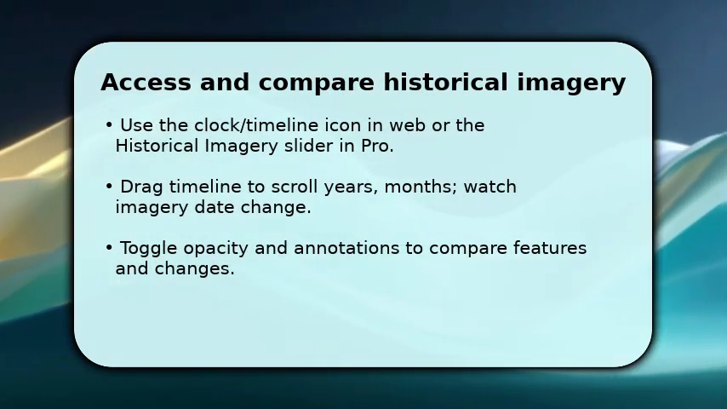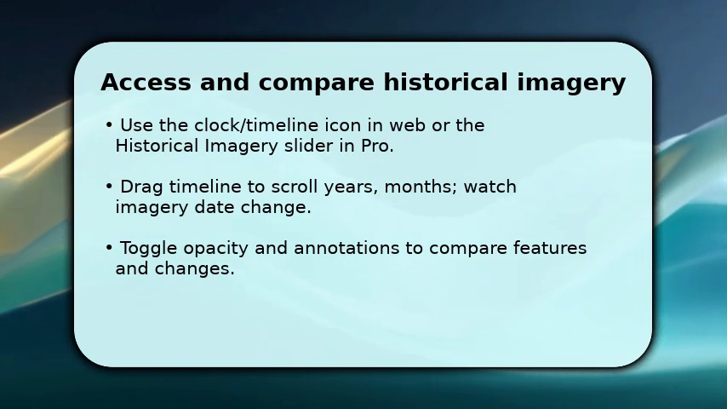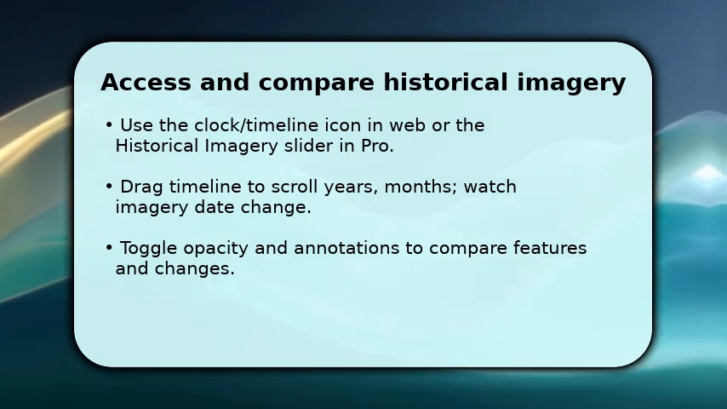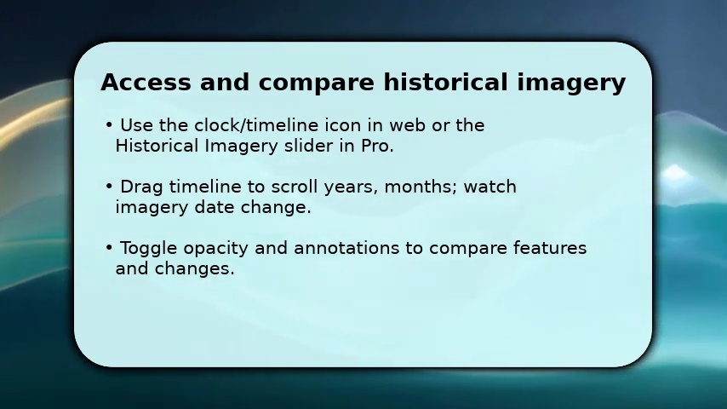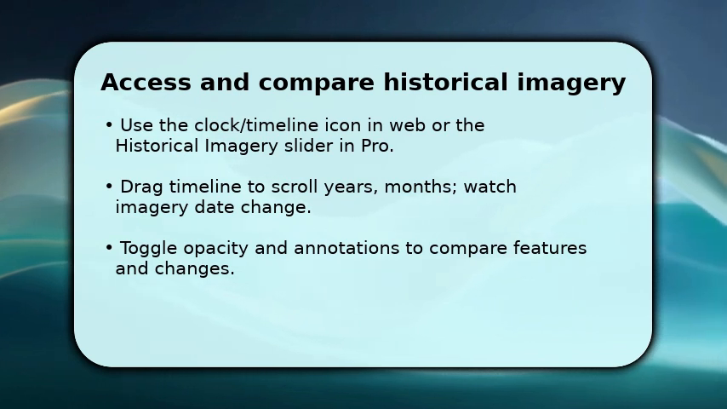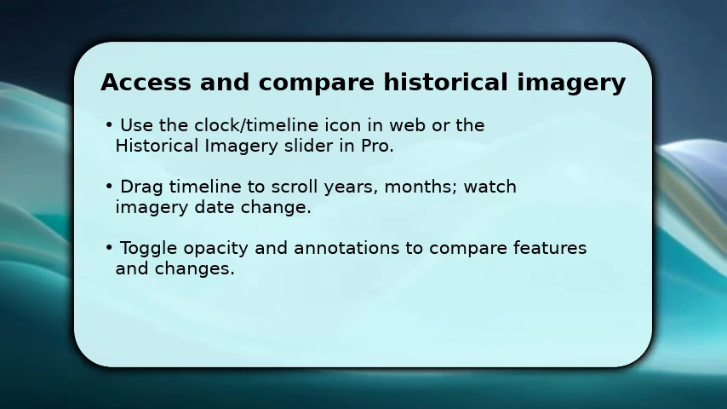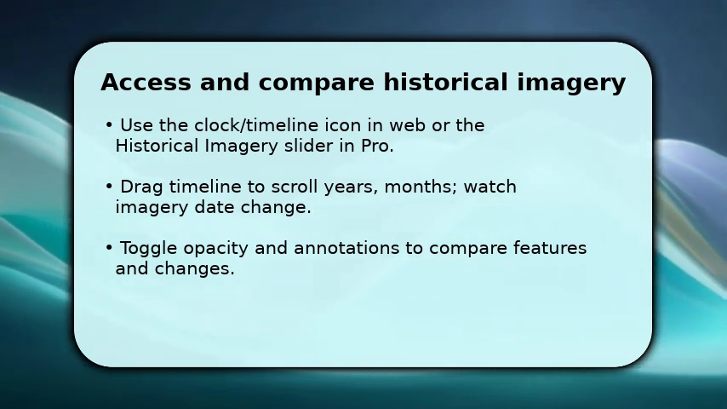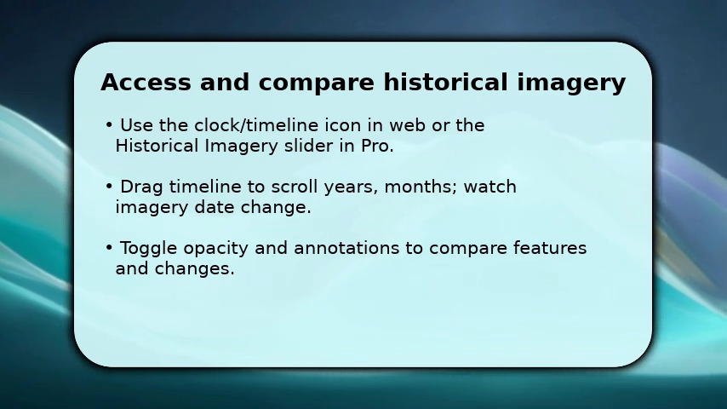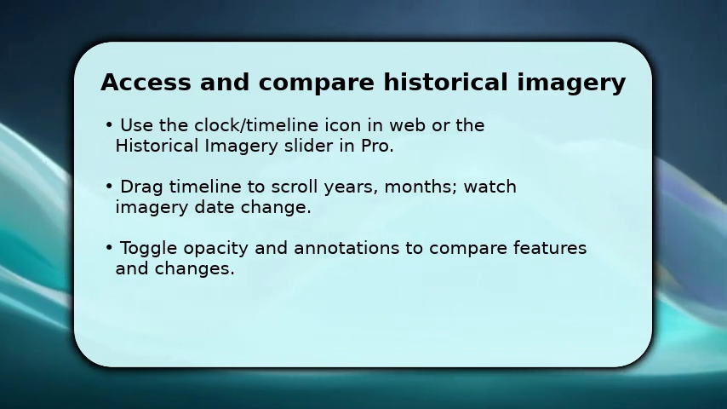You can drag the slider left or right to jump years and months. Each move requests and loads a different imagery tile. Pay attention to cloud cover and resolution variations because older images may be lower quality. For direct comparison, pause on one year, note the date, then slide to another year. You'll see development or vegetation change.